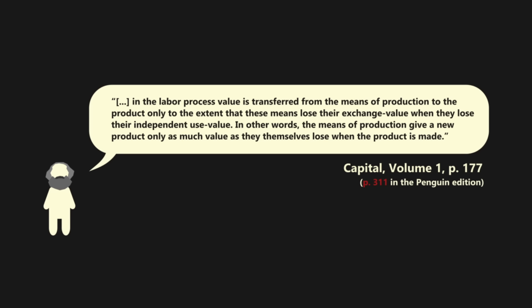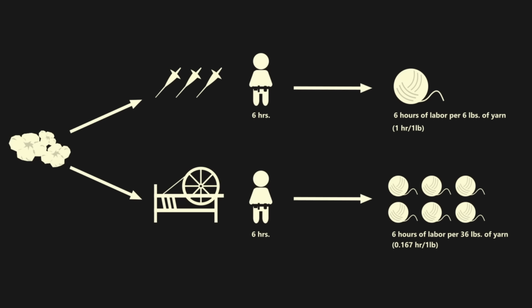But apart from the value transferred from machines and materials, the labor process also adds new value. As we saw, this added value comes from labor power and amounts to wages and profits. The ratio of old to new value in the product is a direct reflection of how advanced the production process is. Suppose that, using old technology, a spinner can produce 6 pounds of yarn in 6 hours. Now imagine that some new machine lets the spinner produce 6 times as much yarn in the same 6 hours.